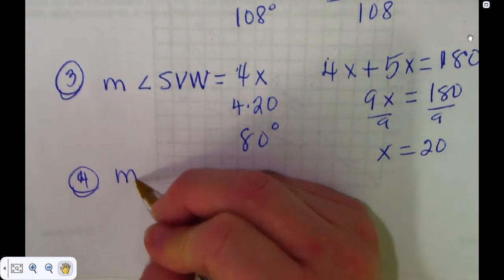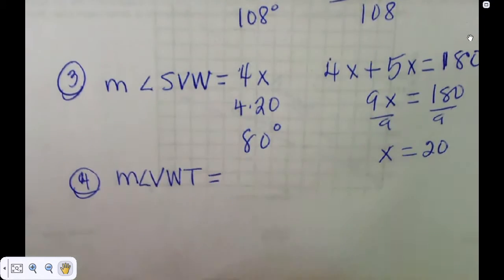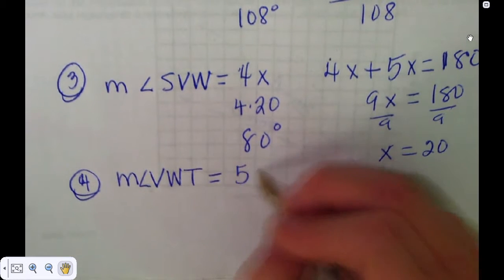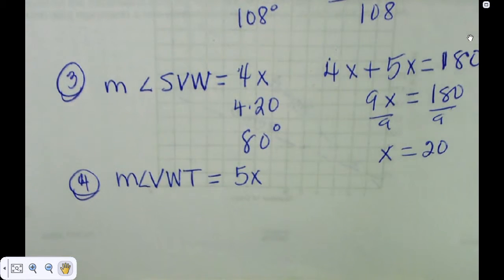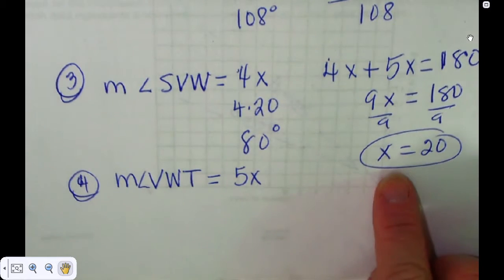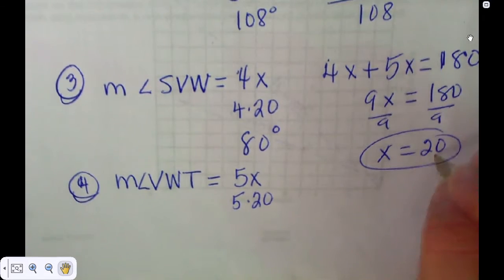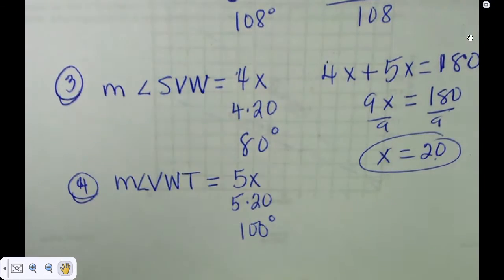Now, number 4, measure of angle VWT. Everybody sees it's 5x? So, no, we've already done. So, yeah, all you got to do is 5 times 20. We already found x was 20 on this problem. Good.